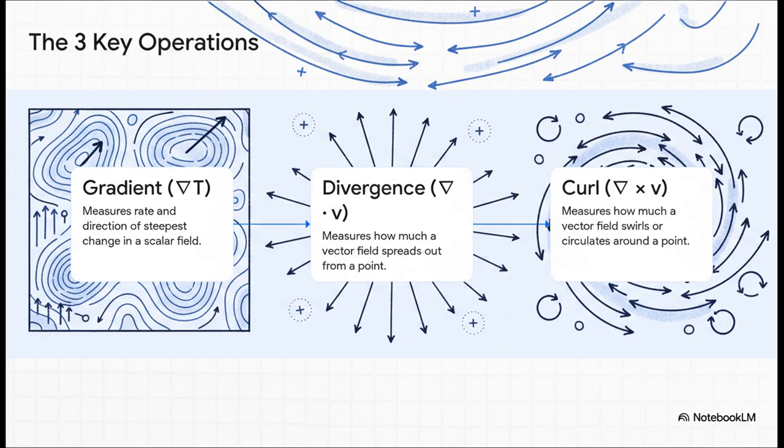Say this del operator can act on fields in 3 fundamental ways. It can give us the gradient, the divergence, and the curl. You can think of these as the 3 main verbs we need to master to describe any field anywhere. So let's build a little intuition for each one.